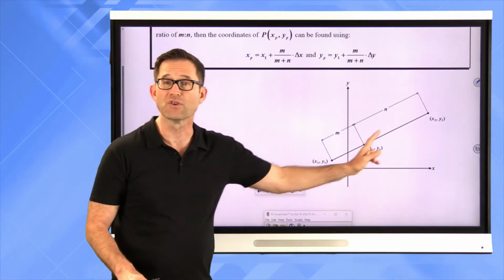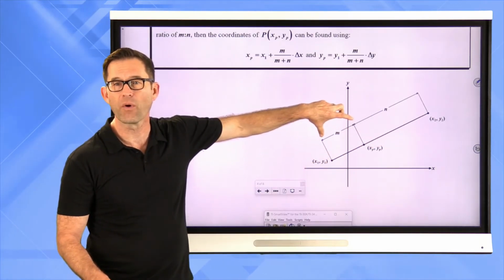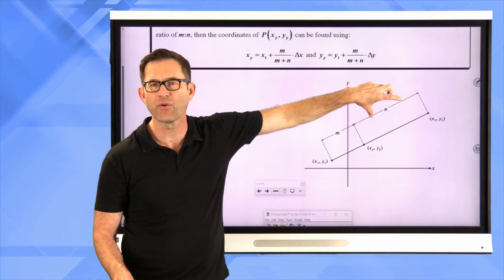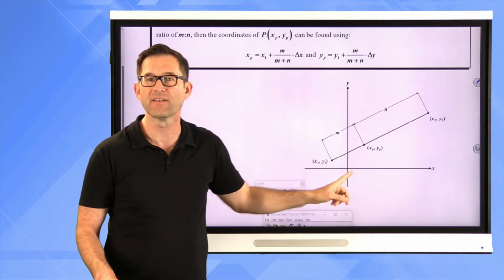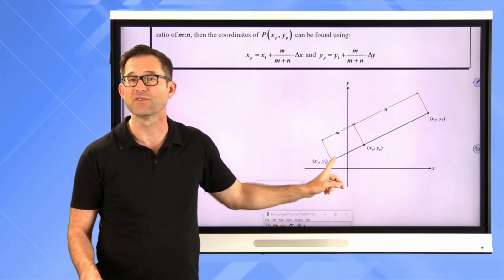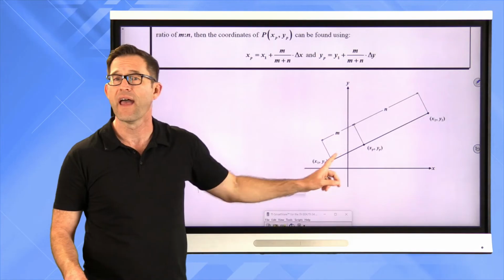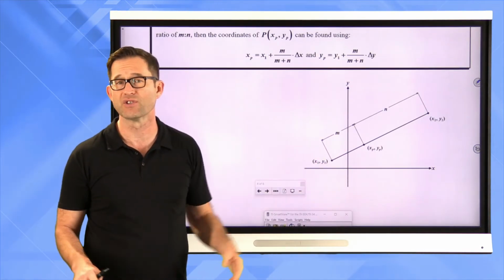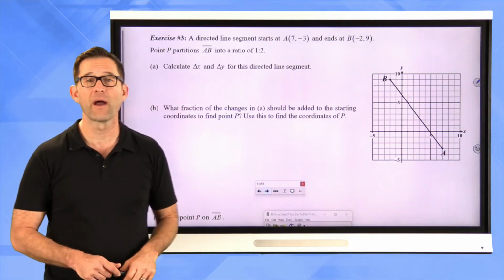I've got this partition line segment, some portion of it m before the first one, then n after it. So the whole fraction will be m divided by m plus n to get from here to here. And I just then add that fraction of the total change in x, and that fraction of the total change in y. Okay? So let's play around with it a little bit.